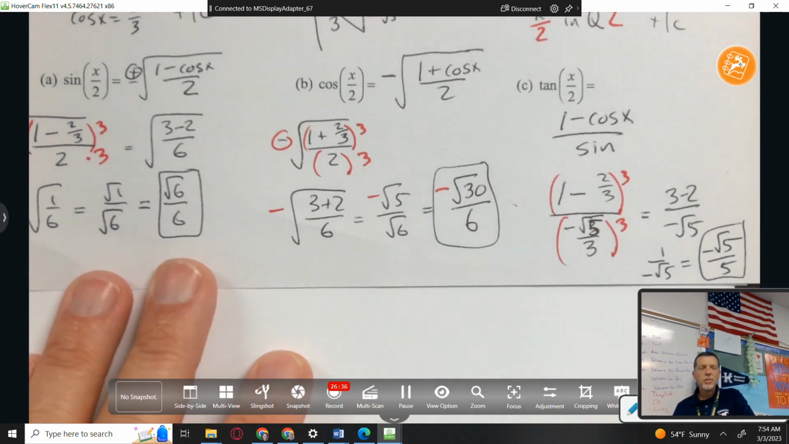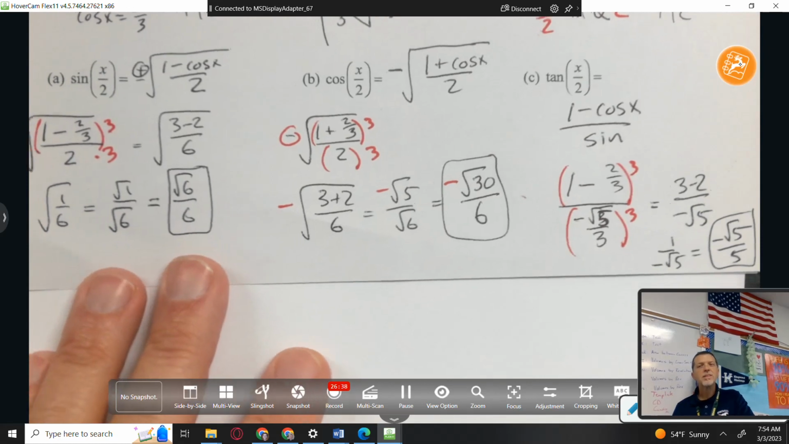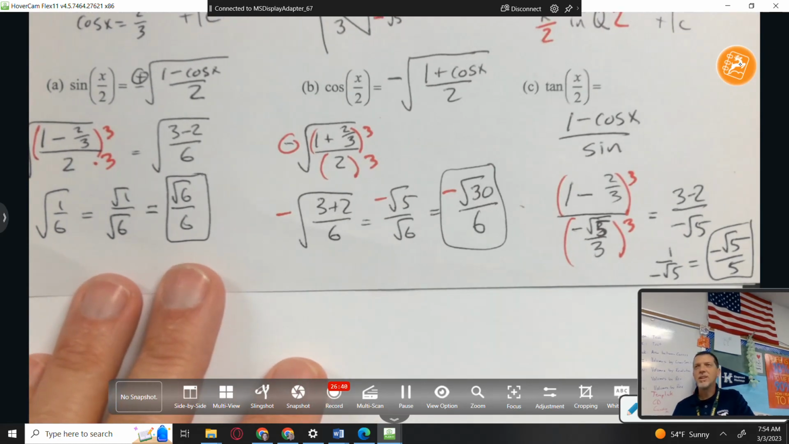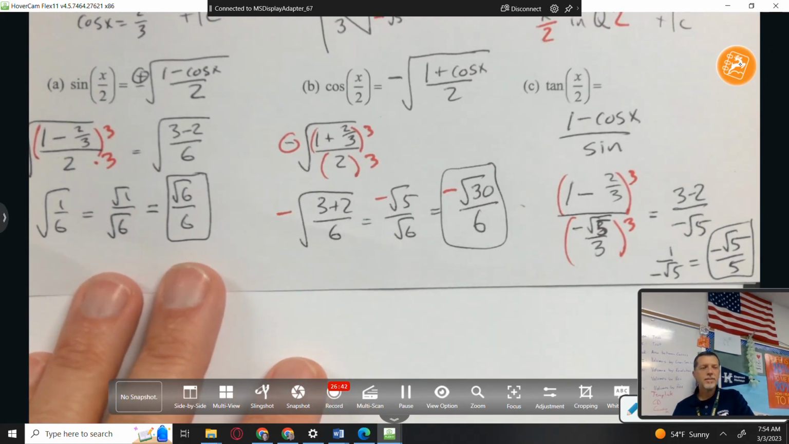Draw the picture, pick the quadrant, apply the formula. The same stuff we've been doing.